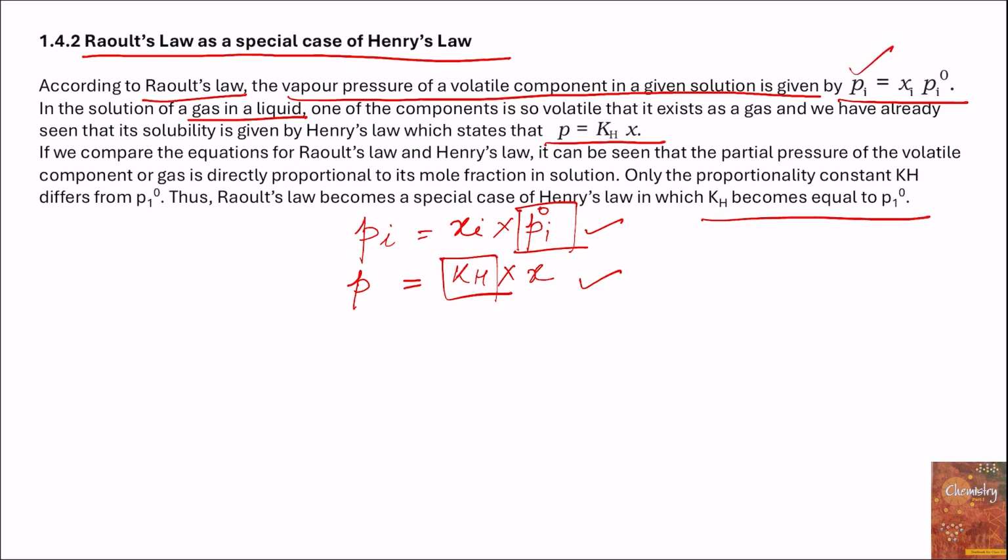Again, according to Raoult's law, the vapor pressure of a volatile component in a solution is given by, this is the vapor pressure or the partial pressure of the volatile component, and this is equal to the mole fraction of the component in the solution multiplied by the vapor pressure exerted by the pure component. And in the solution of a gas in liquid, the partial pressure is equal to Henry's law constant multiplied by the mole fraction of the component in the solution. Now comparing the two equations, we find that Kh becomes equal to P01. Now what is P01? This is the vapor pressure exerted by the pure component 1. So in this way, Raoult's law becomes a special case of Henry's law.